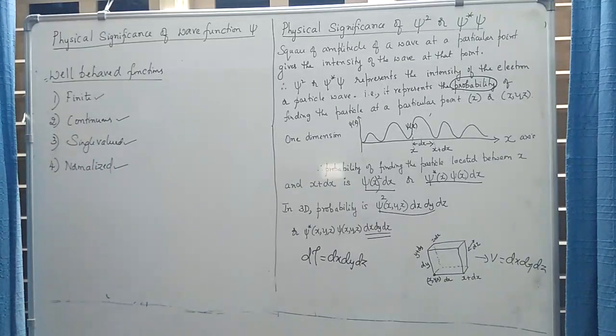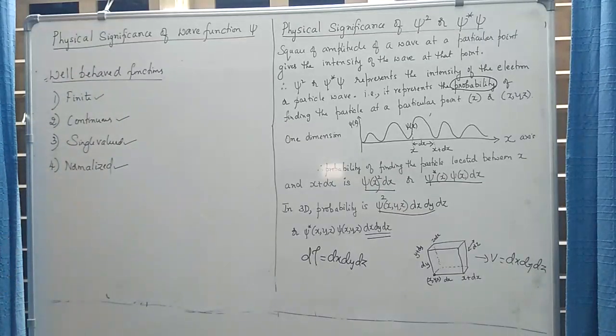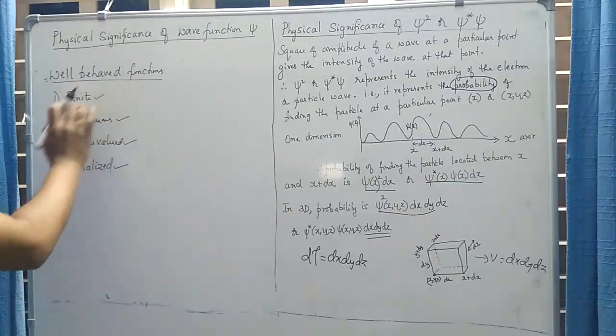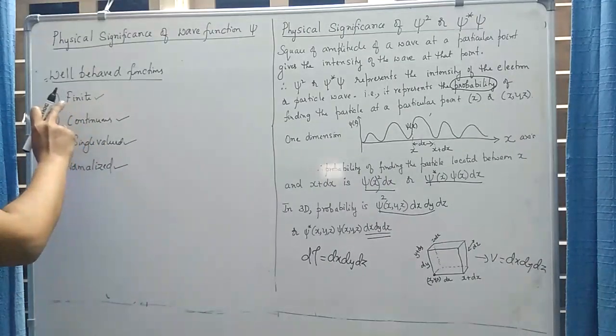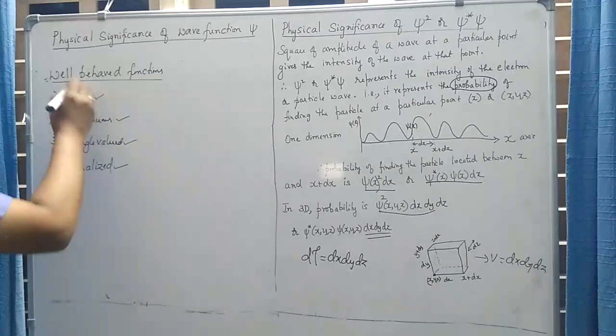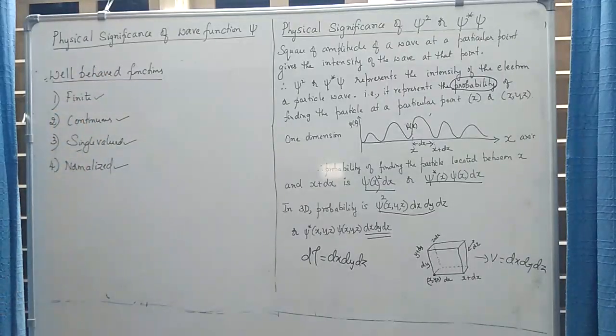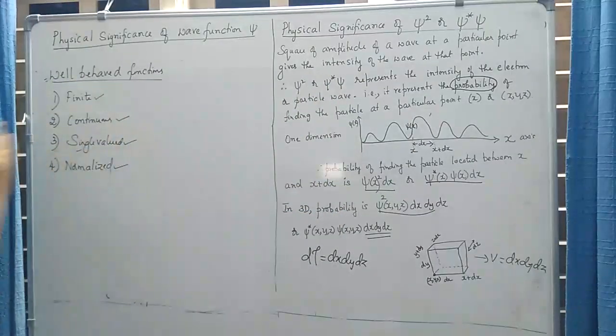Now let us try to understand why a well-behaved function should have these characteristics. Why should a well-behaved function be finite, why should it be continuous? What happens if the function is infinite? Why can't we use a well-behaved function which is infinite? Or why can't I use a function which is not single valued? Why should we impose these conditions for a well-behaved function? The answer is very simple. If you remember this point, then it is very easy to answer this question.